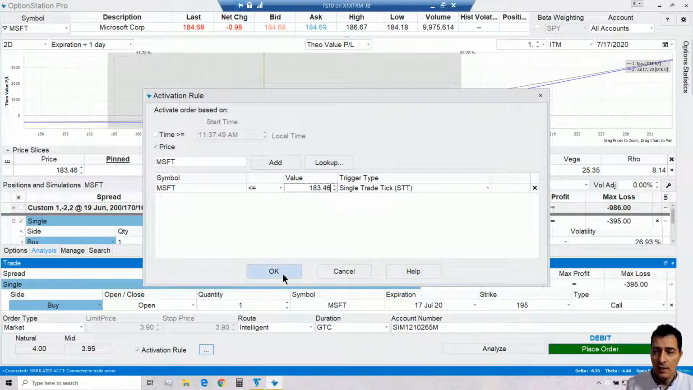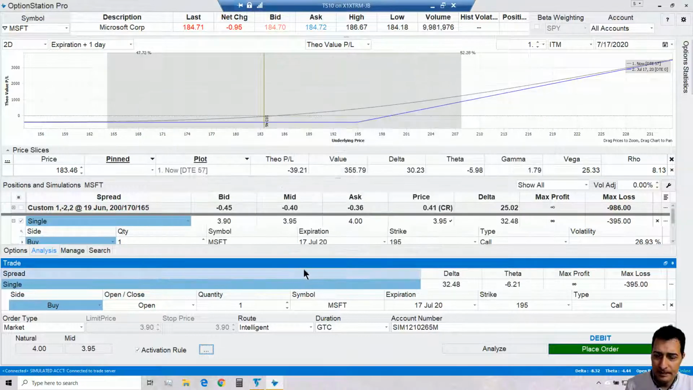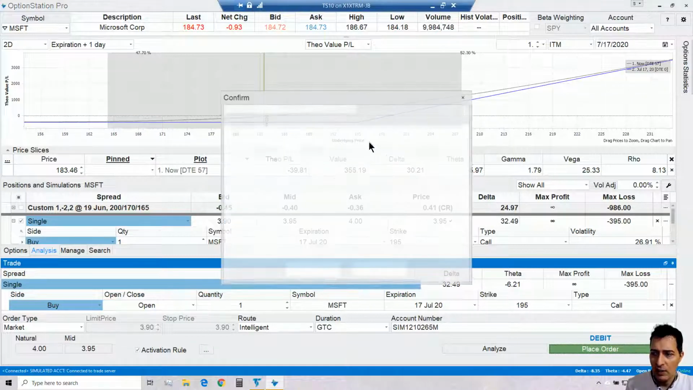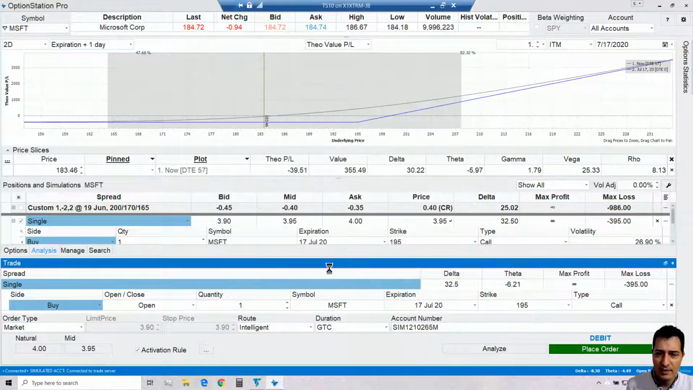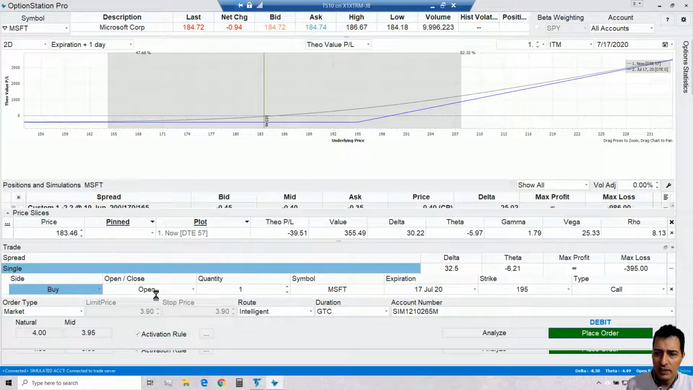If not, the order will never be activated, so I never get filled. I'm in waiting mode. Okay, so click OK, click place order. Now you will have a window for a quick review. Confirmation by one of the 17 July expiration 195 call if Microsoft is less than or equal to 186.46. Yes or no? 1, 2, 3. Yes. That's it. So the order is in.